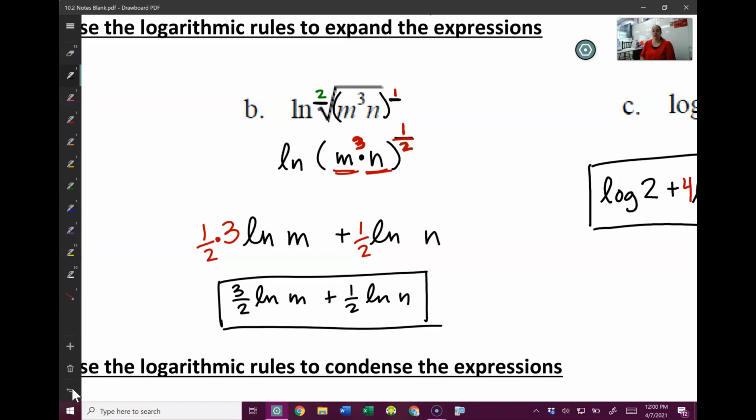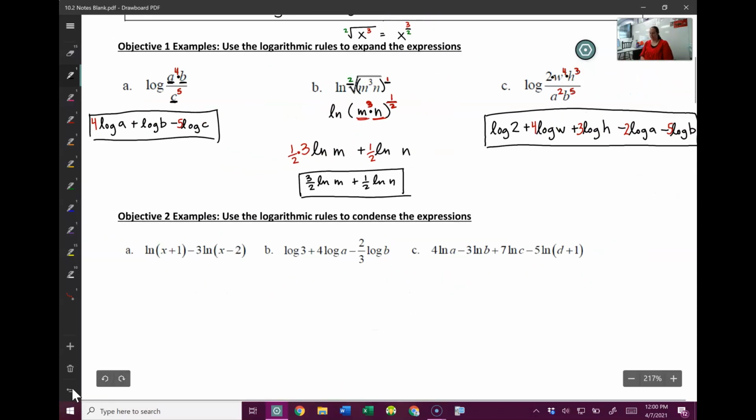So that is it for expanding logarithms. In the next video, we're going to go backwards and condense logarithms. Take them from more logarithms down to a single logarithm.